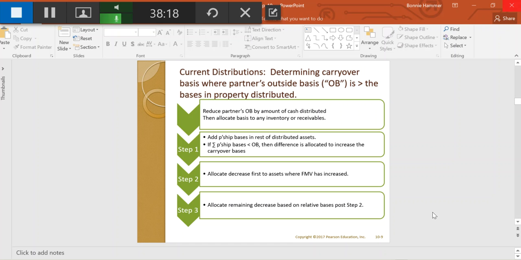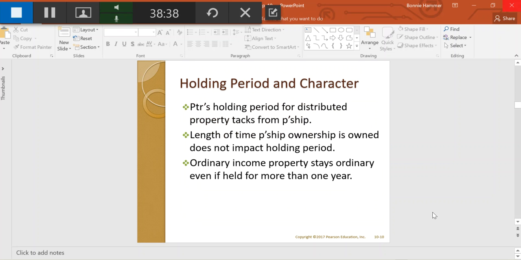And then again, you basically go through to determine whether you've got a decrease that you have to allocate or an increase. And again, the book goes through this and talks about it. And I think they actually have an example where it's an increase or a decrease. So just make sure that you follow the mechanics of the steps and you should be okay.